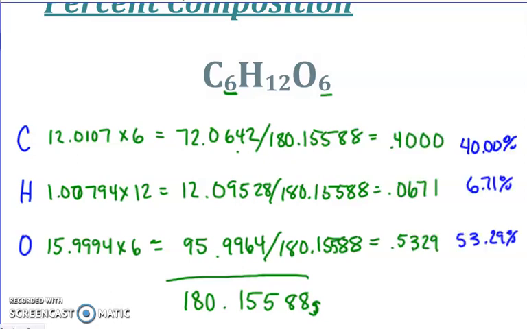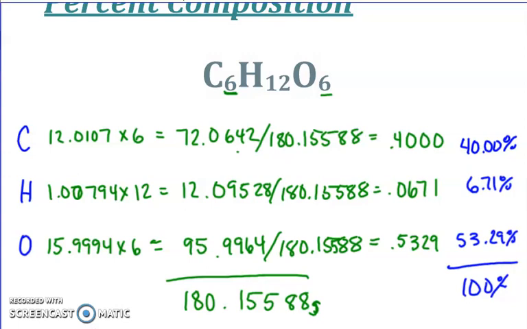Okay, here we go. And so we get 40%, 6.71%, and 53.29%. By the way, those do add up to a perfect 100%. I love percents because you can always check your work.